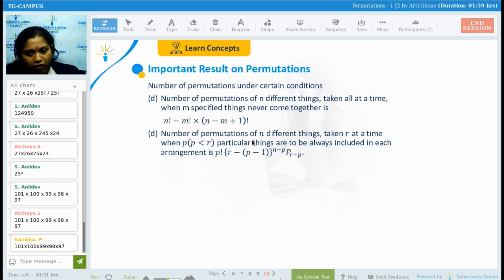The number of permutations of m different objects taken r at a time, when p is less than r, with particular things always included, like 5 values always included. So p will be 5. Clear? So these are the miscellaneous results. You can prove this miscellaneous result by foundation concept also.